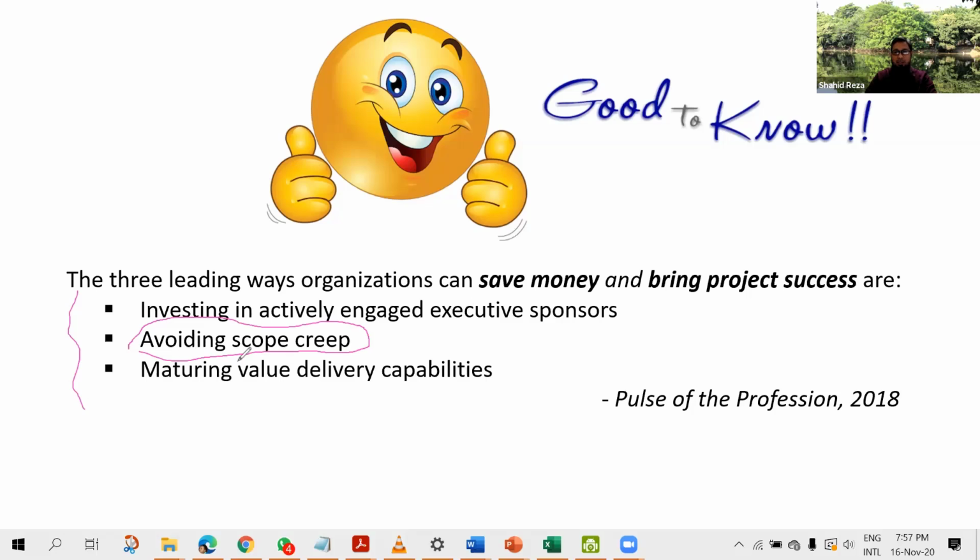It is also seen in the last 5 years of the Pulse of the Profession survey that scope-related issues were among the top 3 reasons for project failure. All right. So we have to understand this chapter for the PMP exam and also for our practical project management.